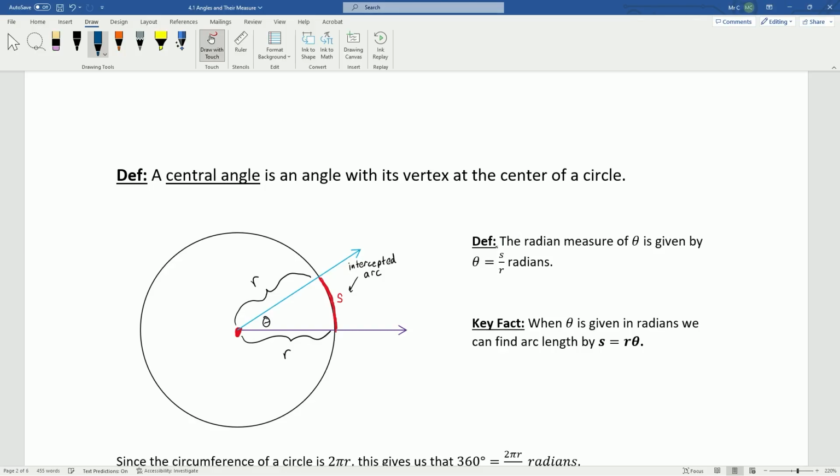All right, so definition, the radian measure of theta is given by theta equals s divided by r radians. Now this is the real important one. So basically most of what we're going to be focusing on moving forward is this idea of radian measure. Of course we're very used to the idea of degree measure, but degree measure is pretty arbitrary.